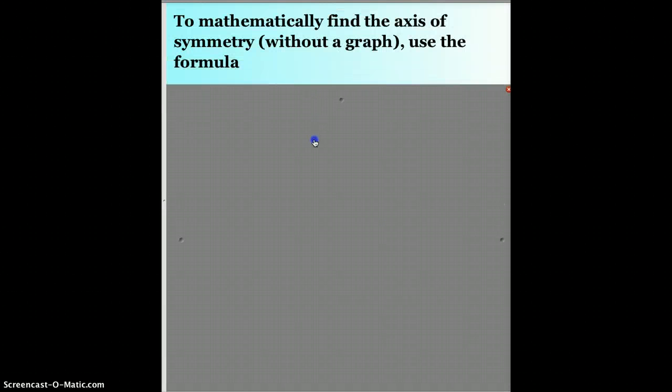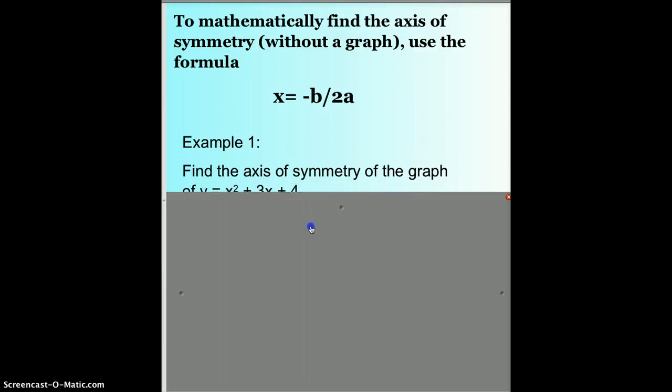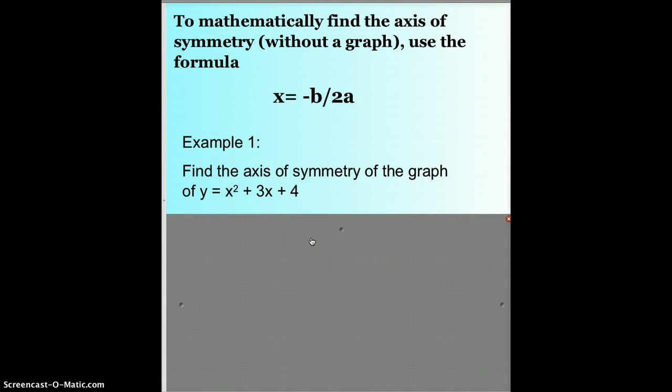Now there's a question. What do we do when we don't have a graph and we just have an equation? There has to be a way to find the axis of symmetry. So there's a formula we can use. To mathematically find the axis of symmetry without a graph, you can use the formula -b divided by 2 times a. Here's an example. The equation is y equals x squared plus 3x plus 4, and we're looking for the axis of symmetry. Take a minute and jot this down.